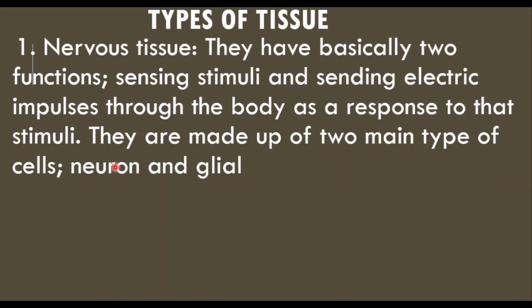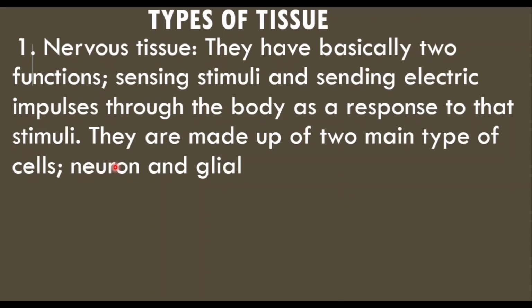They are found almost everywhere in the body. Their job is to detect stimuli. For example, when you touch a hot surface or a hot spot, the neurons in the hand detect that stimuli, that this is hot, and send the information to the brain.